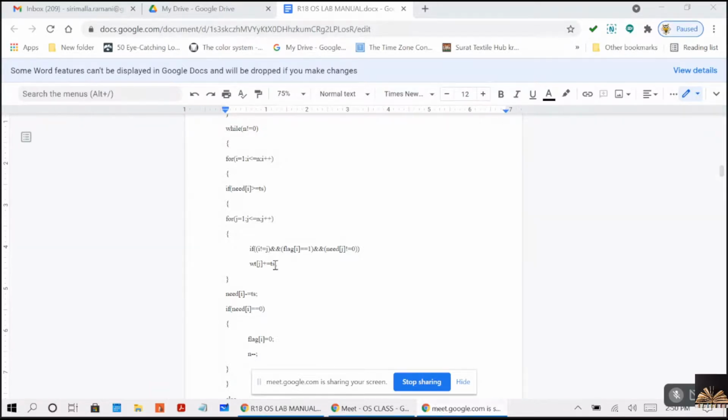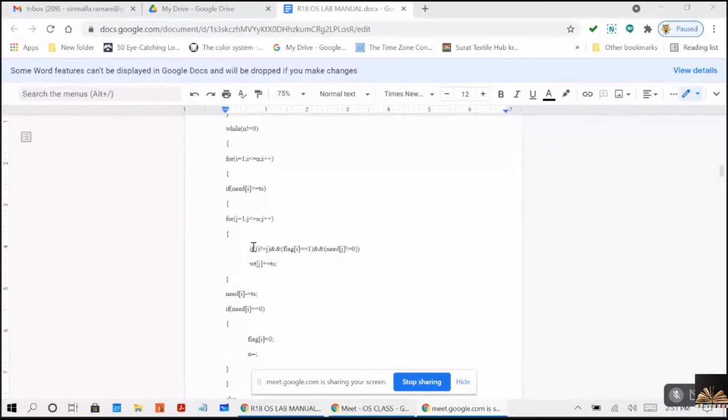What I am doing here is I am executing the job which is equal to the time slice, right? And then I am making the flag as 1, right? So that means the job requires more time slices to complete its job, right?